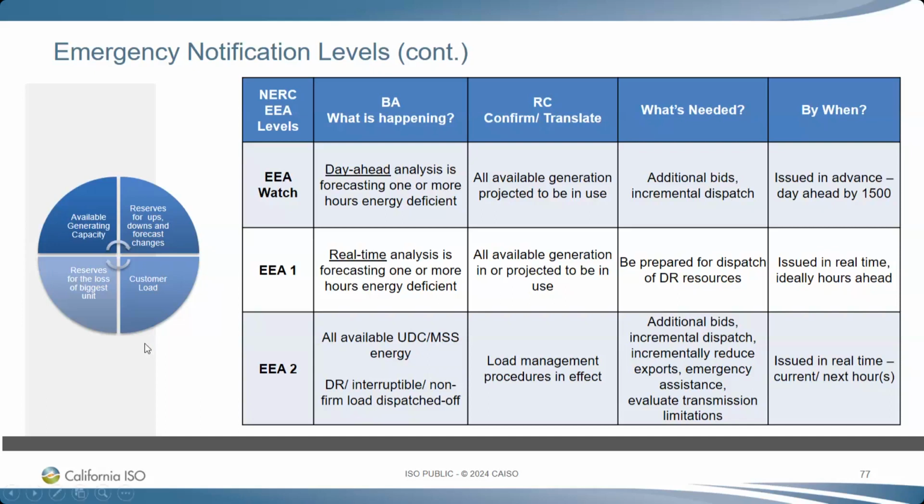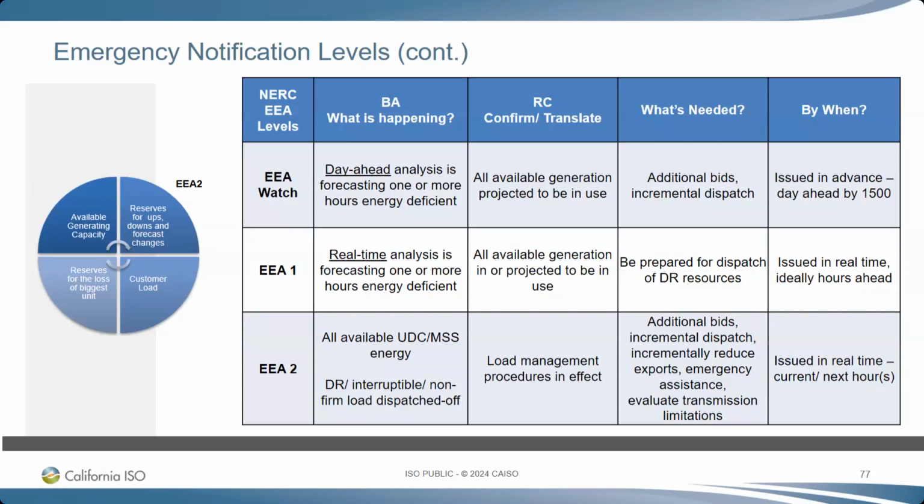From an EEA watch, this is basically what we're always doing, we're making sure that we have contingency reserves anyway, but then we're also making sure that those are being maintained. So that is a consideration, that we always have reserves for the loss of the biggest unit. From an EEA1 standpoint, we're looking at available generating capacity. So from a BA standpoint, we're doing real-time analysis, and we're forecasting 1 or more hours energy deficient. If there's available generation in or projected to be used by the RC, we're being prepared to dispatch any DR resources at this point. And this is in real time. So we'll try to do that as early as possible, but it is a real-time issue that's being monitored.